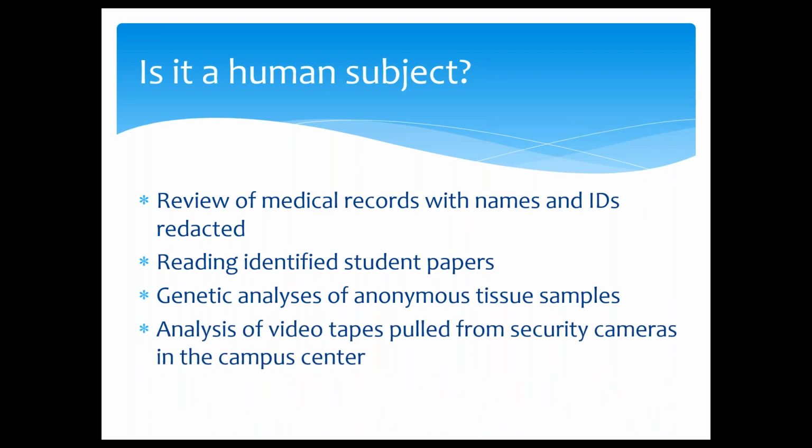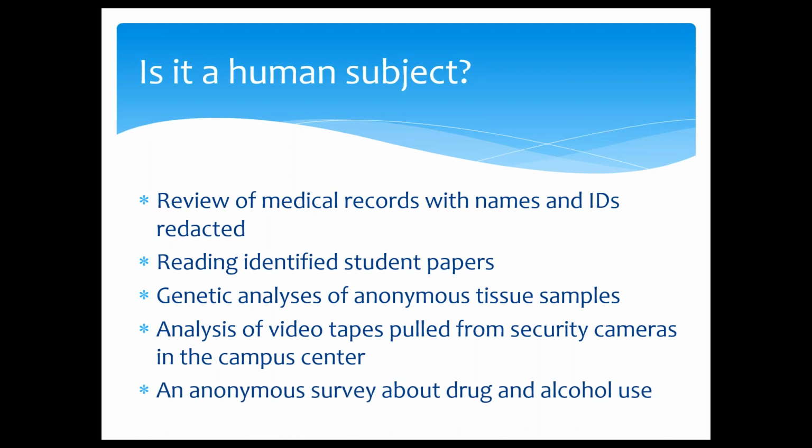Analysis of videotapes pulled from security cameras in a campus center. It could be a public library. It could be the DMV. It doesn't really matter where it is. This would not constitute human subjects research because it's public. It's a public area. There's no expectation of privacy in the DMV or the campus center. So it's really not human subjects. And by now, we probably all expect to be on video, at least in most circumstances in public.